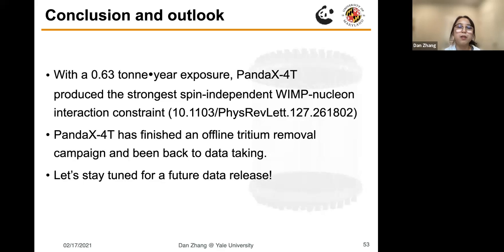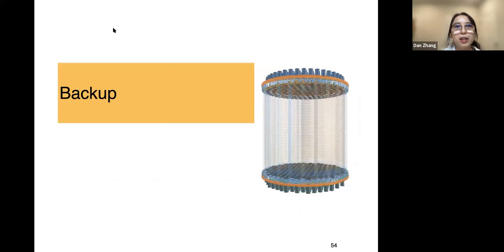And also, we finished an offline tritium removal campaign last year and are back in the data-taking phase now. So let's stay tuned for future data releases. I think at that moment, we may comment more on the XENON1T low energy ER excess. Okay, thanks for listening and having me today.